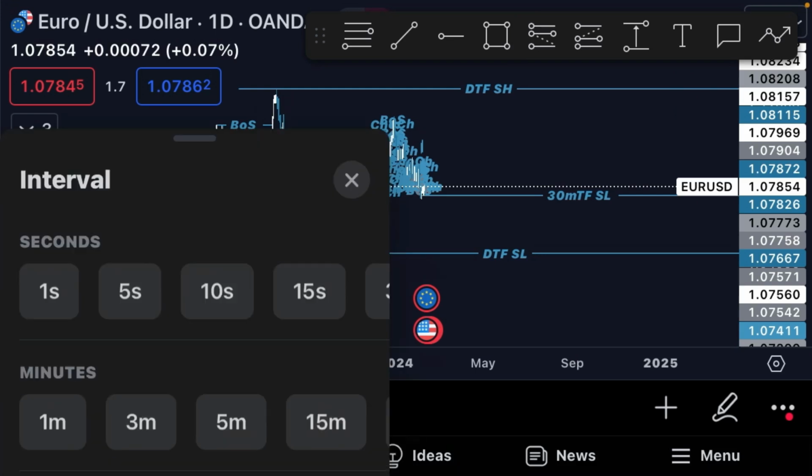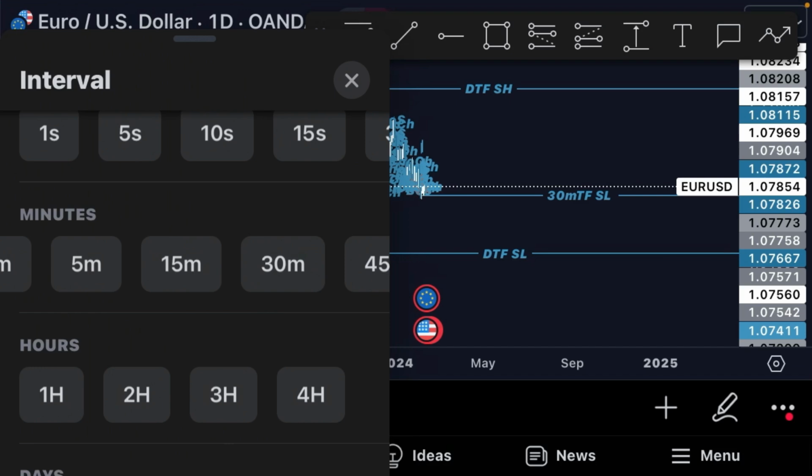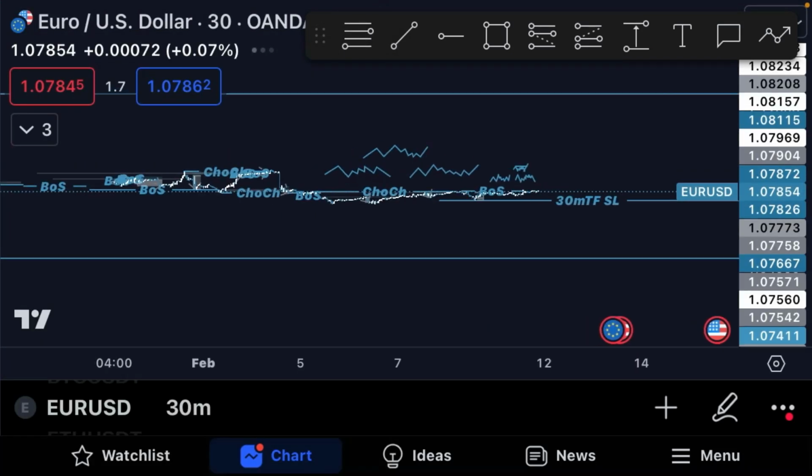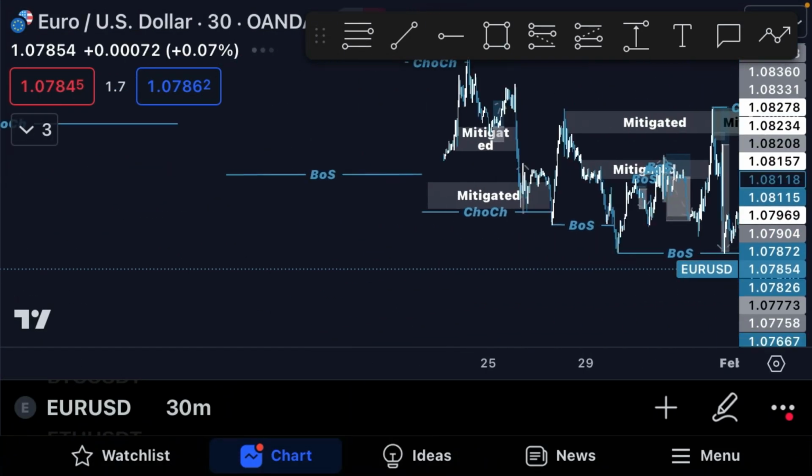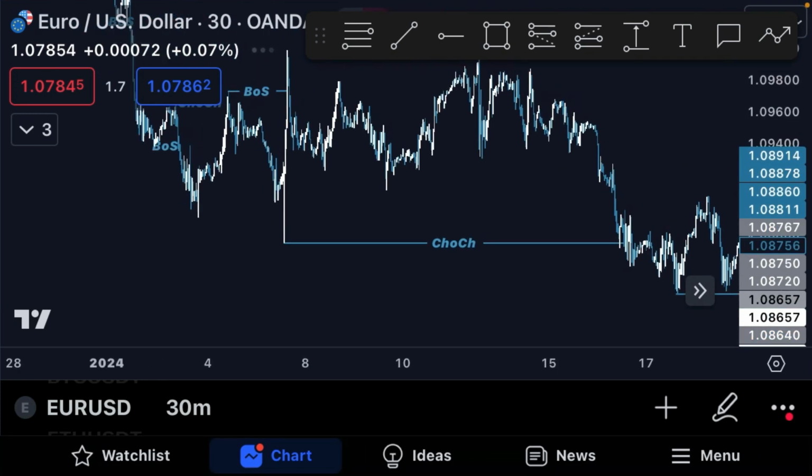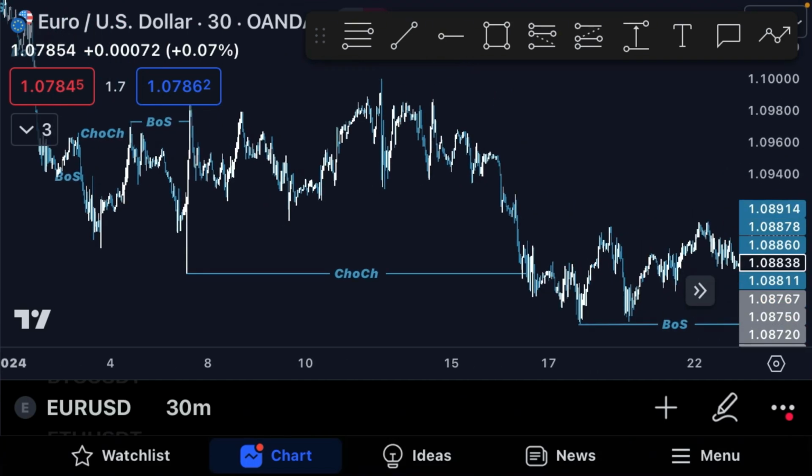Okay, so once you have done that, I do like to go into the 30 minutes time frame, and I want to use my traditional smart money concept to analyze the market. So I did my traditional smart money concept to analyze the market.